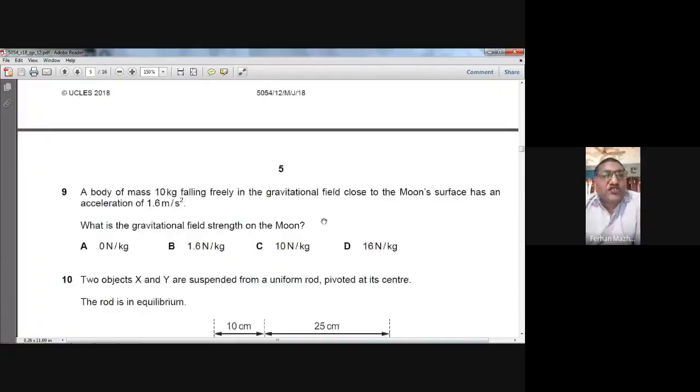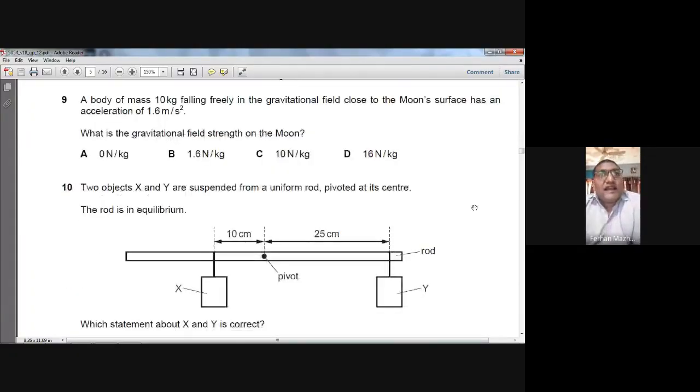Okay, on your screen we have question number 9. A body of mass 10 kg falling freely in the gravitational field close to the moon's surface has an acceleration of 1.6 meter per second square. What is the gravitational field strength on the moon?